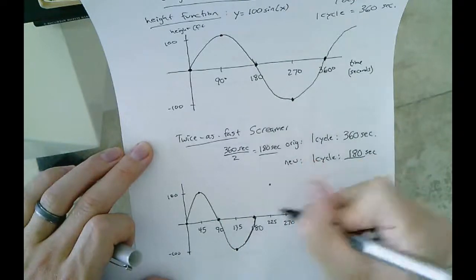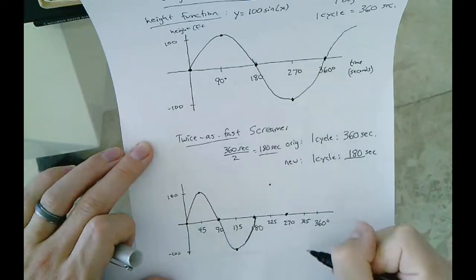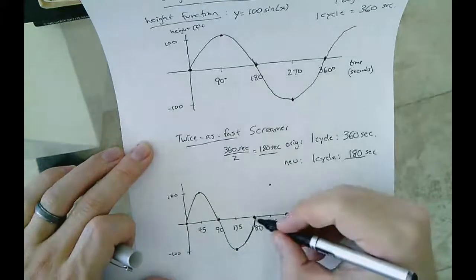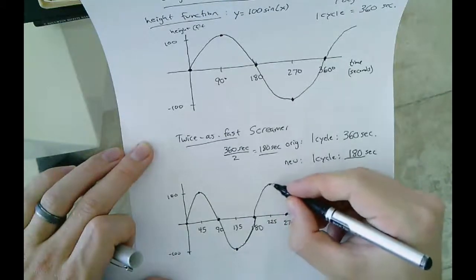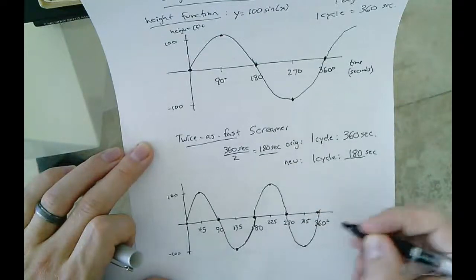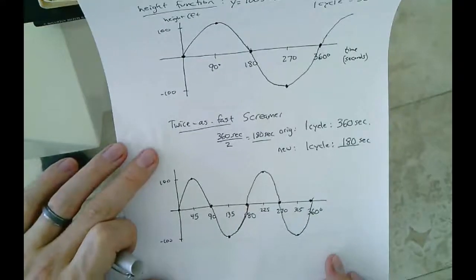At 225, we'll be back up at the maximum. 270, back down at the midline. 315, back down at the minimum. And 360, back up here. So we can do another cycle of this twice as fast. Right here. Now, your next pausing opportunity here is going to be this.